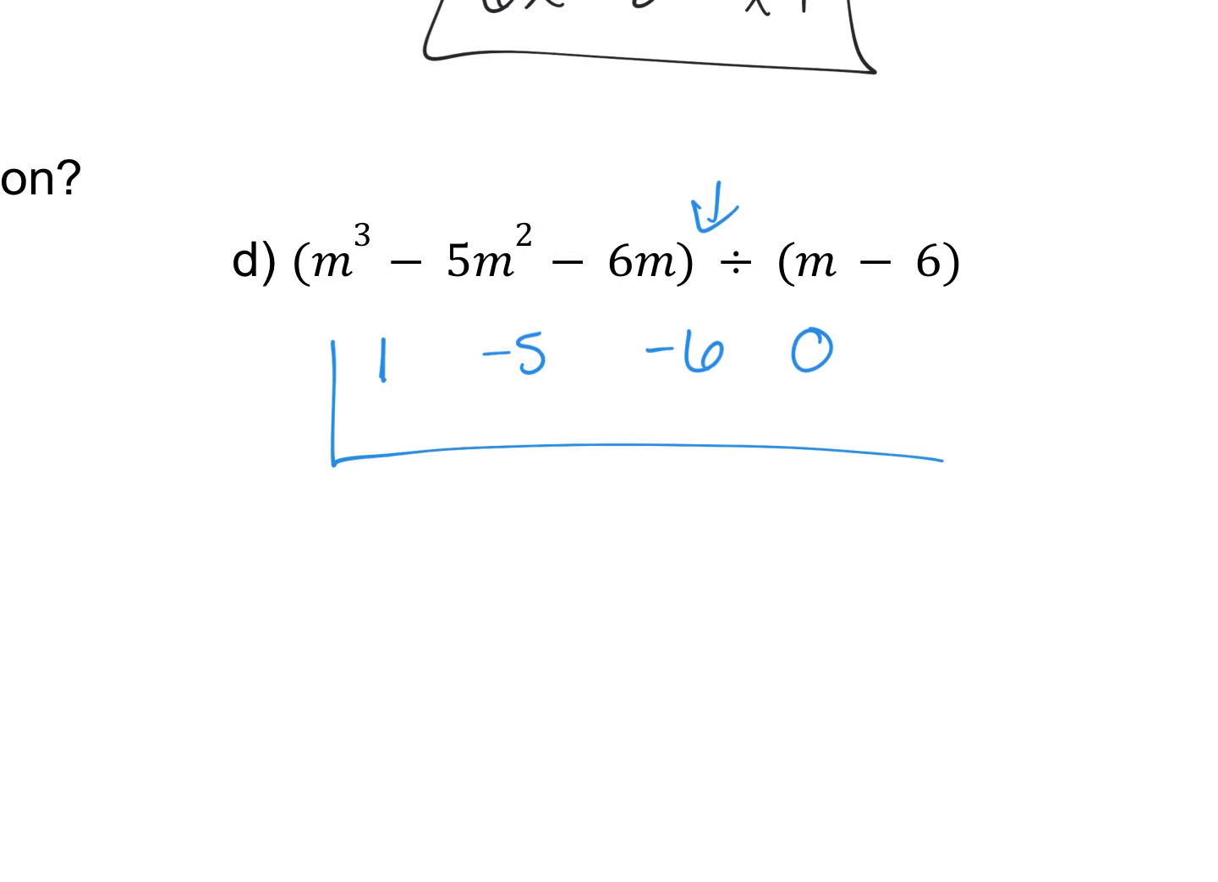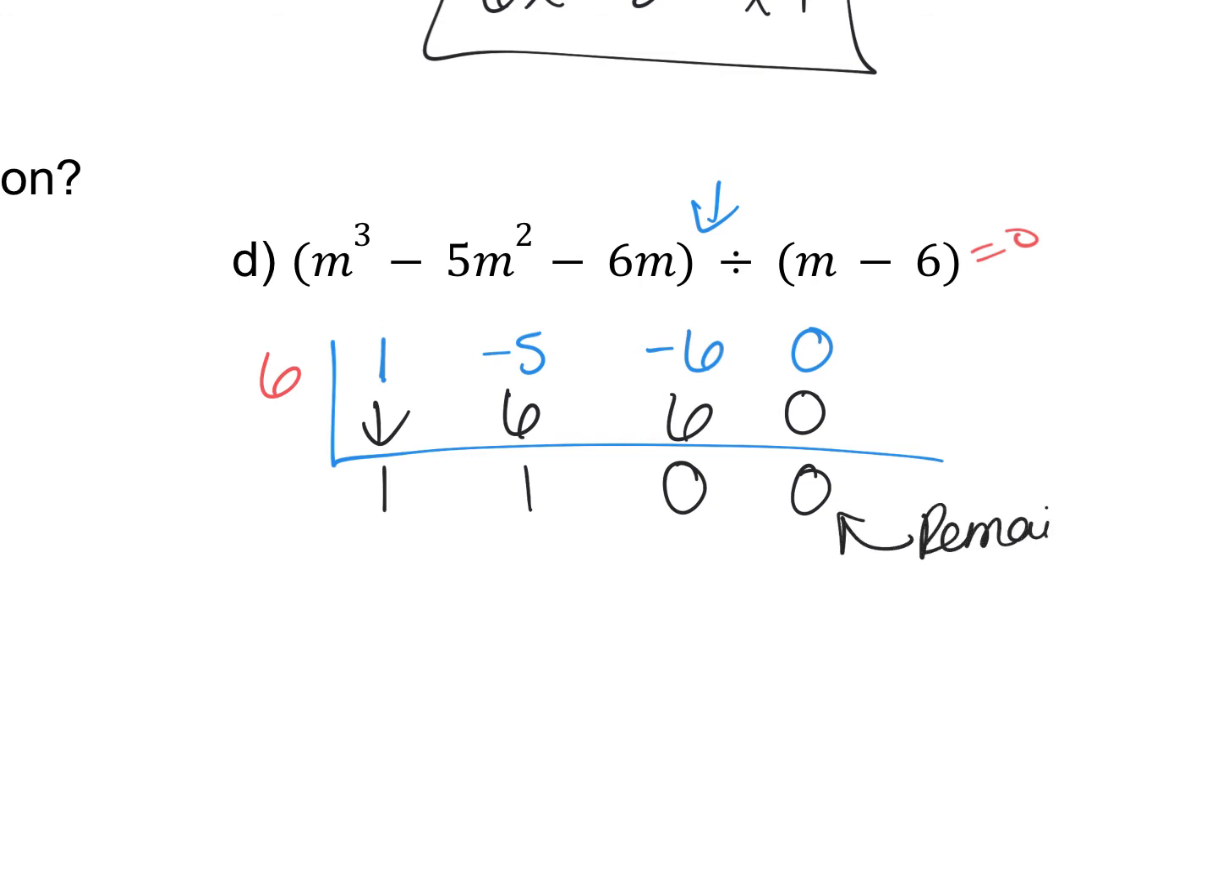And then what is my 0 that goes on the outside? This equal to 0 would give you 6. Okay, so drop your first term, 1, multiply, so times 1, 6 times 1 is 6. Add, you get 1, multiply 6, 0, multiply 0, 0. Okay, so this one's kind of cool. So that's your remainder always, right?